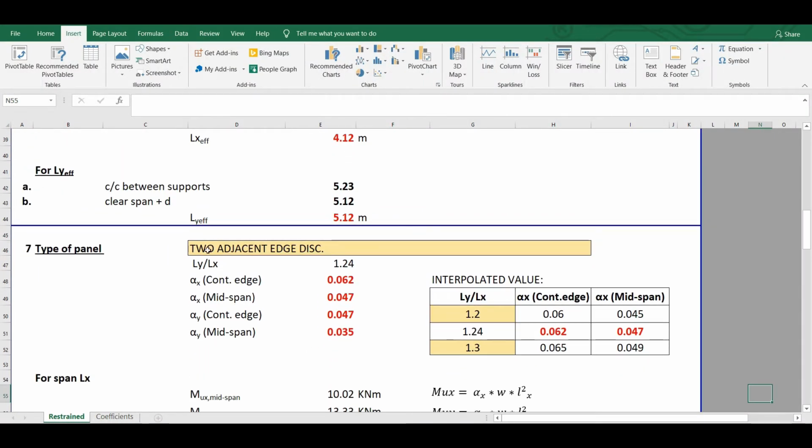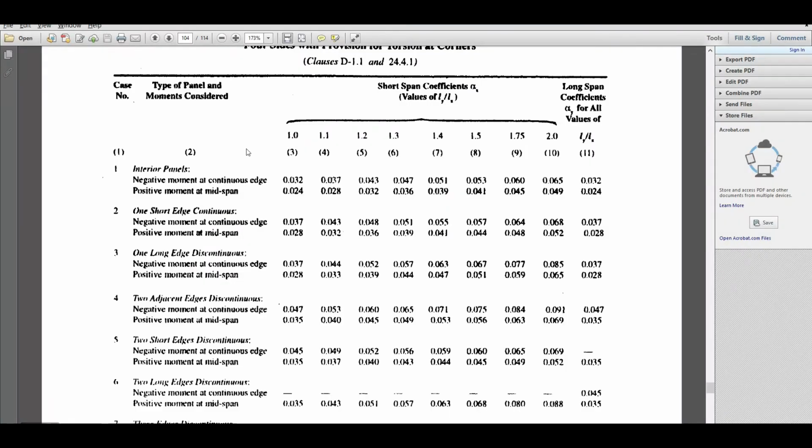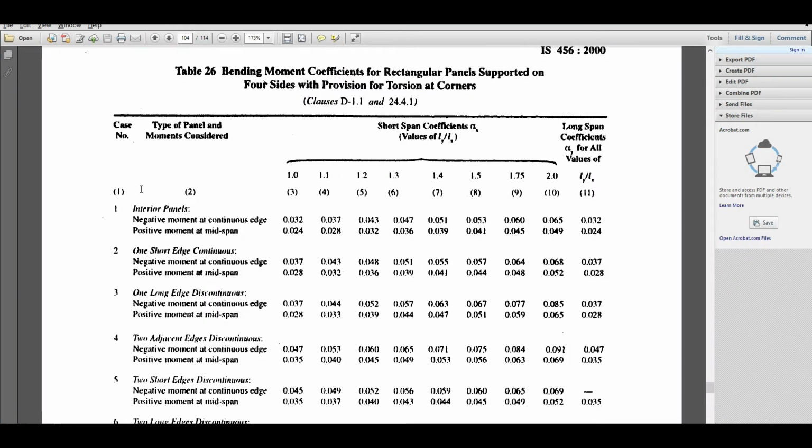So now, in order to calculate the bending moments Mux and Muy in both the directions, we need the values of bending moment coefficients at the respective locations. We can get the bending moment coefficients from the table given on page number 91 of IS 456-2000. This table is based on different aspect ratios. For aspect ratios of 1, 1.1, 1.2, different values are given, and for different types of panels: interior panels, one short edge discontinuous, one longer edge discontinuous.